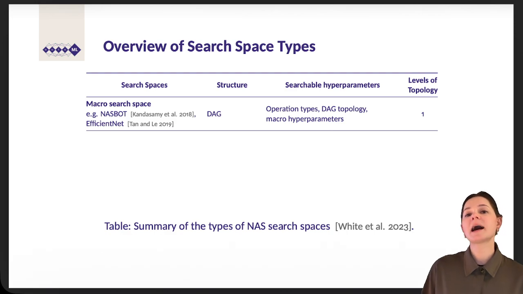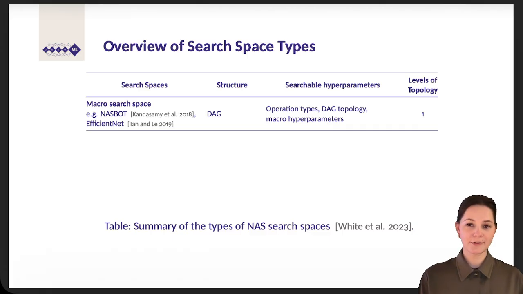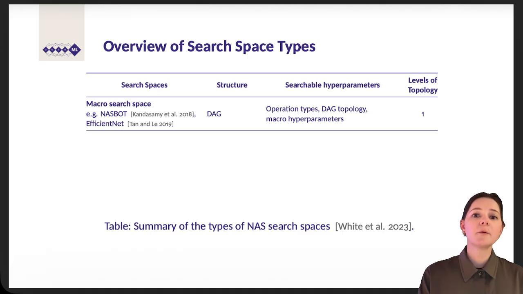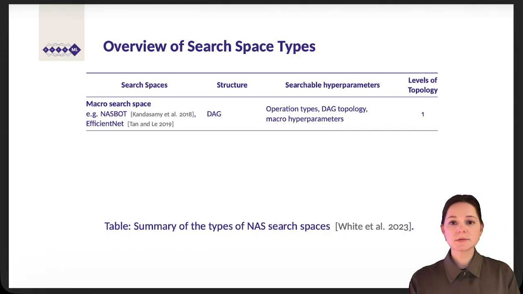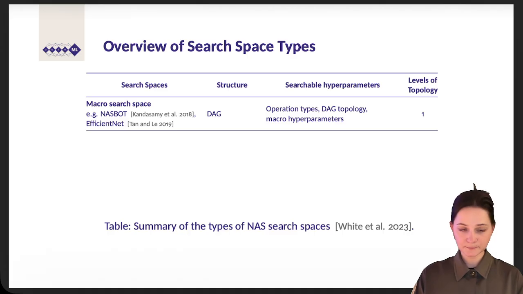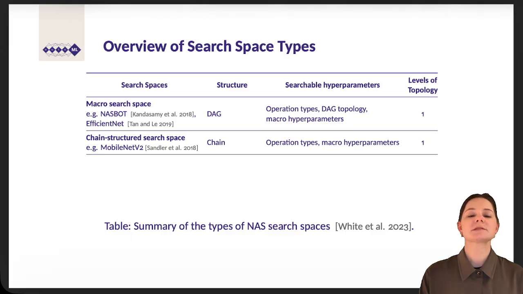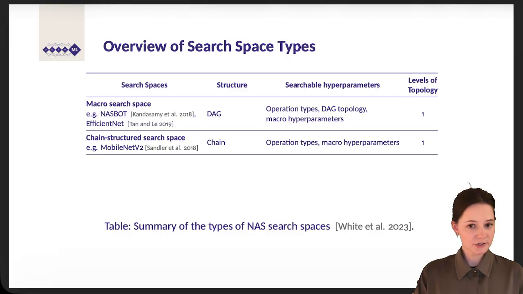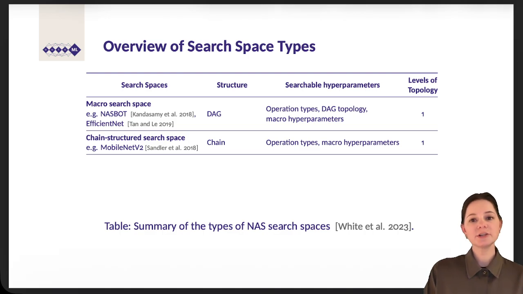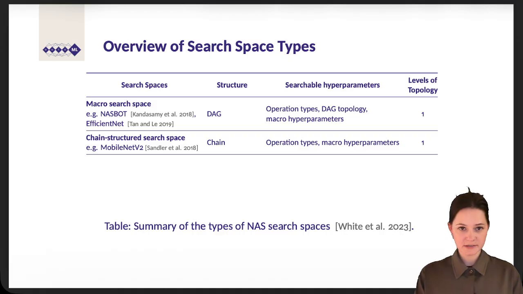There exist different types of search spaces in neural architecture search, and we will cover all four of them in today's part. The first one are so-called macro search spaces, where the structure is based on directed acyclic graphs, where we can search for different operation types, layer types, for the topology itself, and different hyperparameters as well. The second are so-called chain-structured search spaces, where the idea is to have a chain structure, and we search for operation types as well as macro hyperparameters.